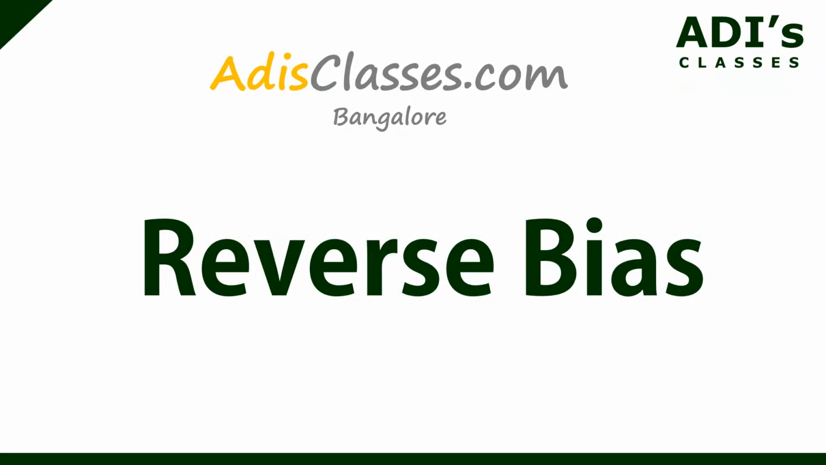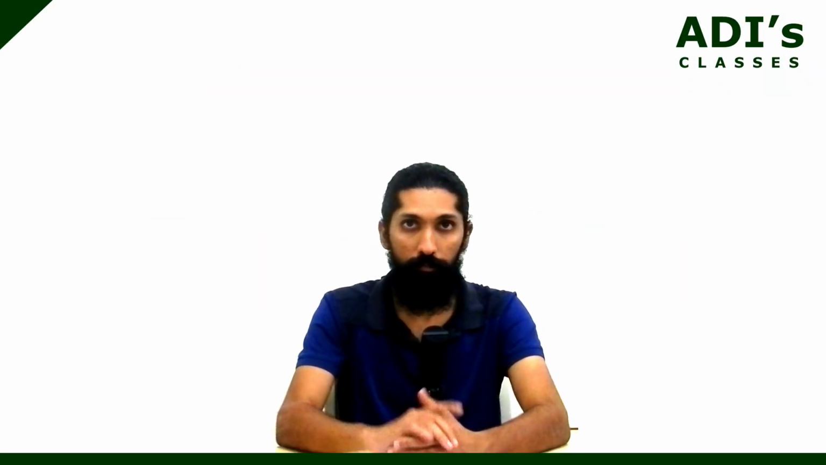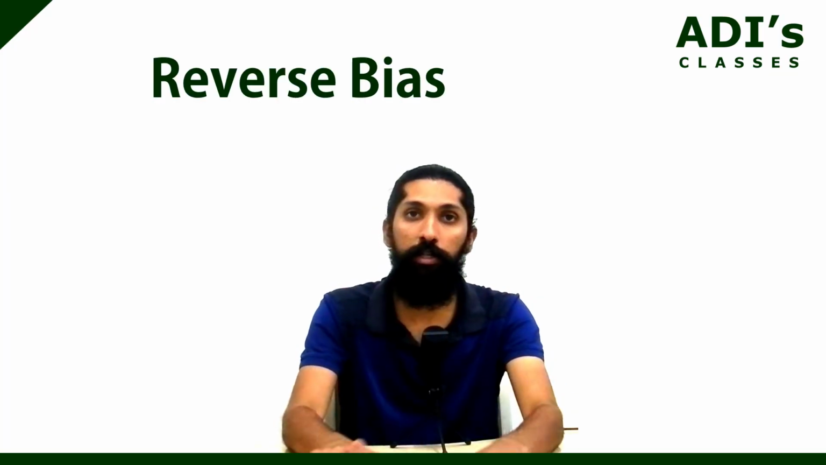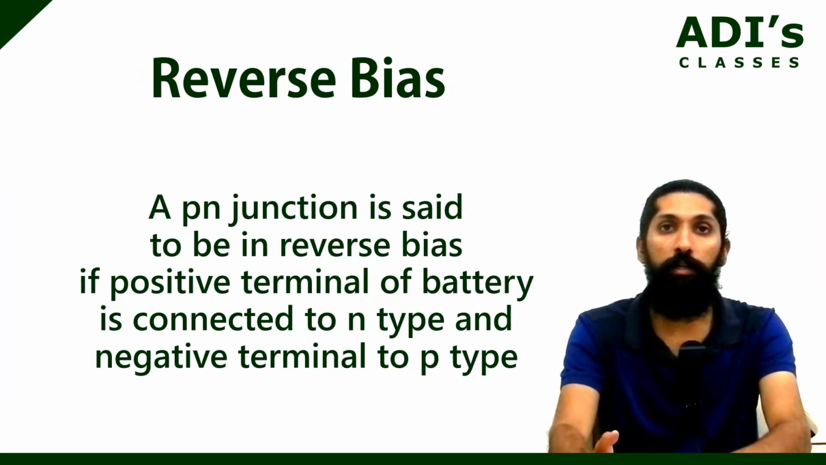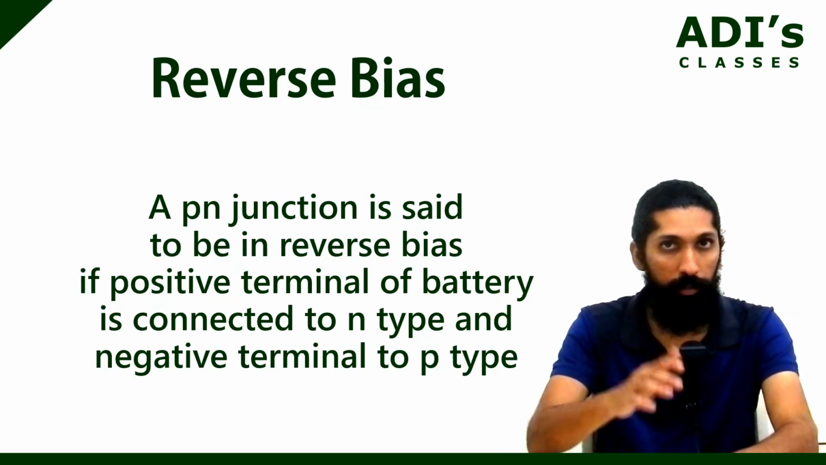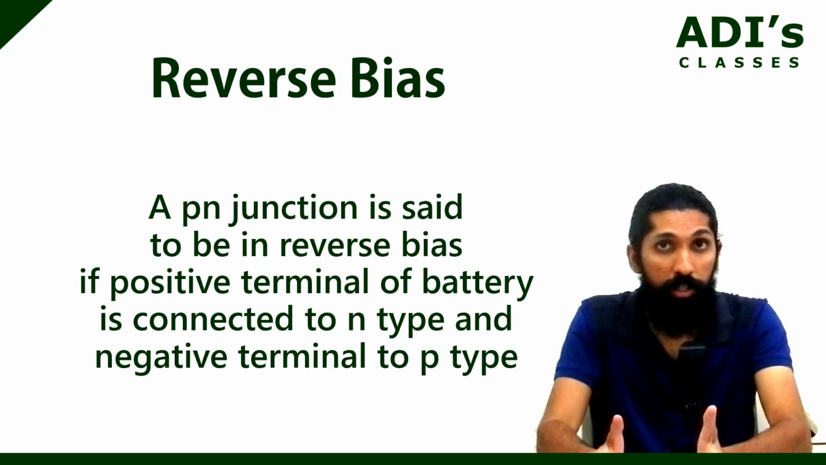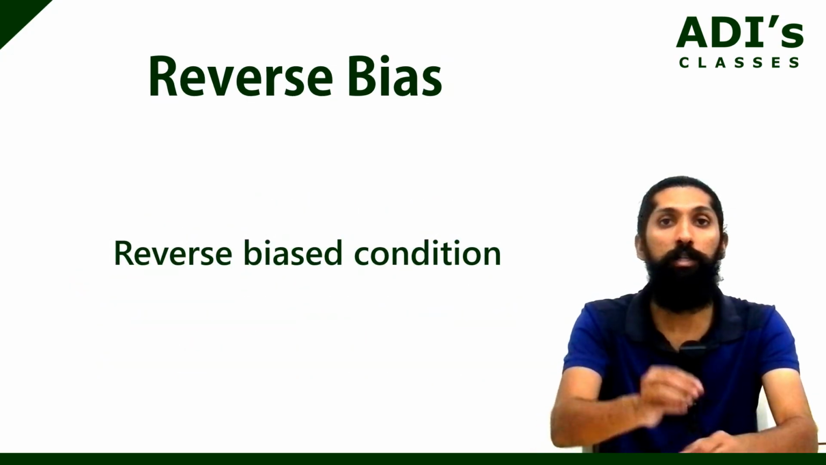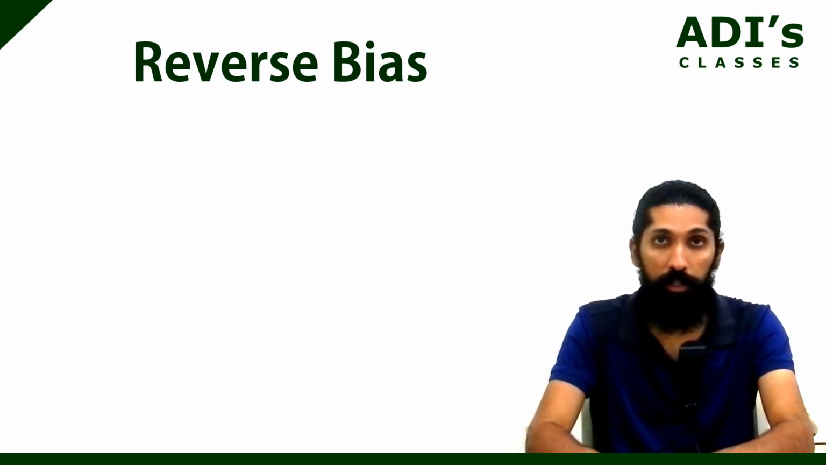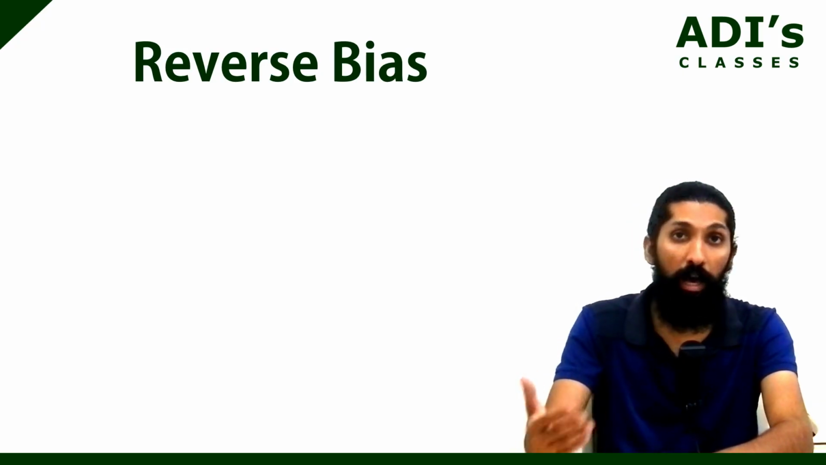Let's understand what is reverse bias and what happens in reverse bias condition. First thing, reverse bias is that condition in a p-n junction where p-type is connected to the negative terminal and n-type is connected to the positive terminal. This condition is what we call the reverse biased condition. Fair enough? Now in reverse bias condition, what exactly happens?